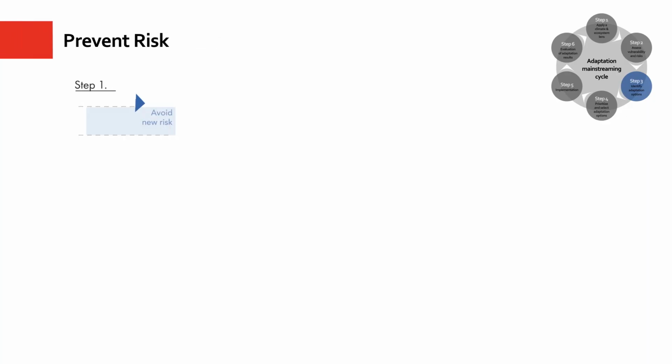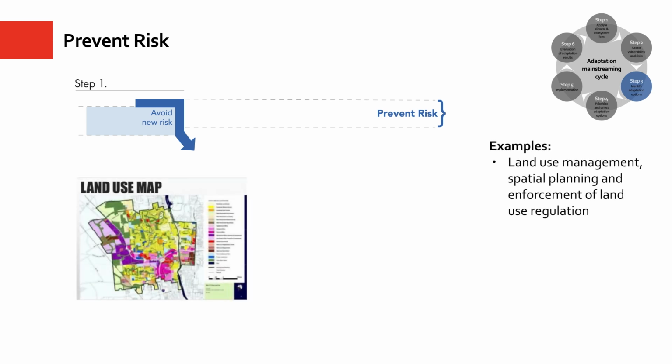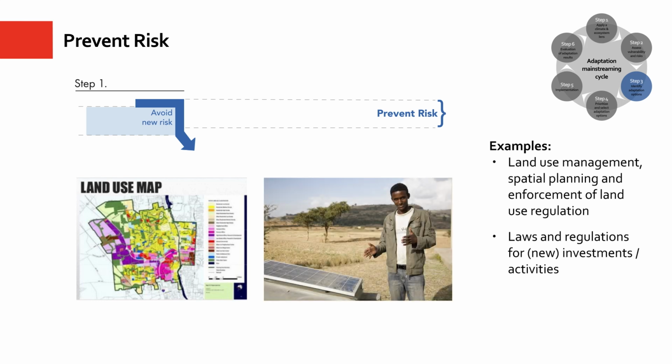On the top of the staircase, we find measures to prevent risk. So all measures that avoid the creation of additional new risk. What we are talking about here is mainly governance measures, such as the integration of mandatory risk assessments for every new investment in infrastructure or also large-scale agricultural projects. The development and implementation of land use management plans and regulations which can prevent, for example, that a settlement is built in a potentially dangerous area.